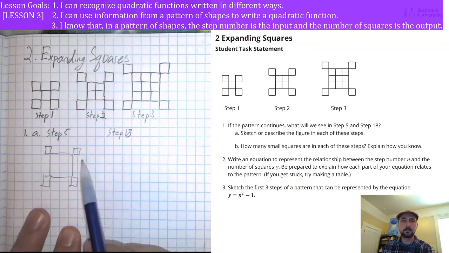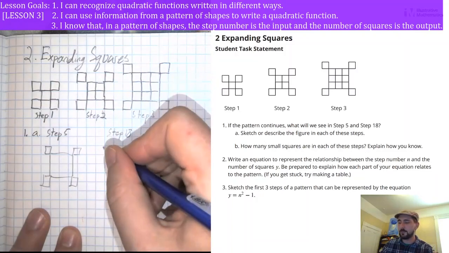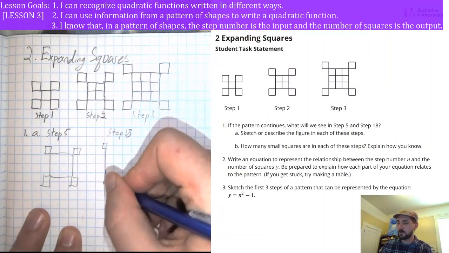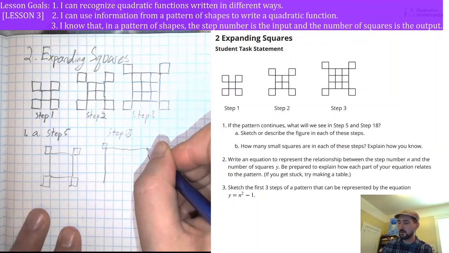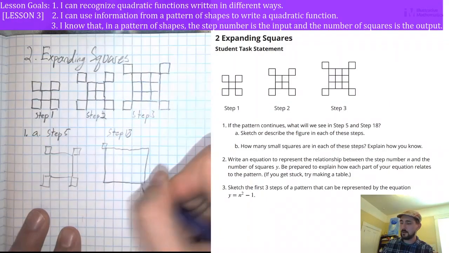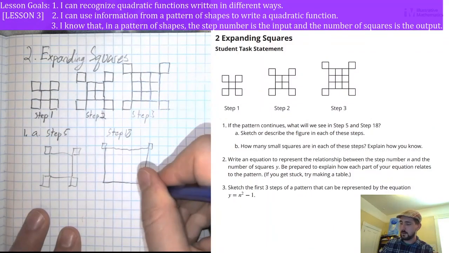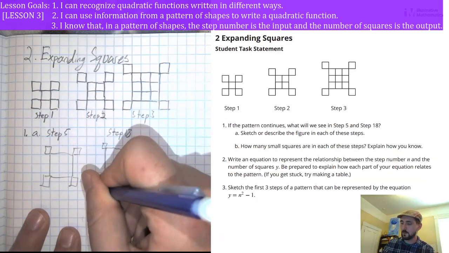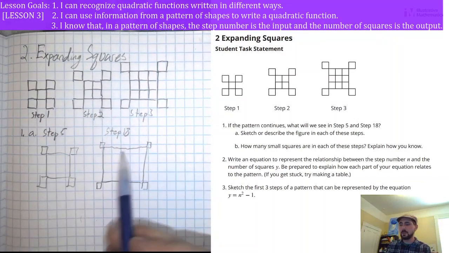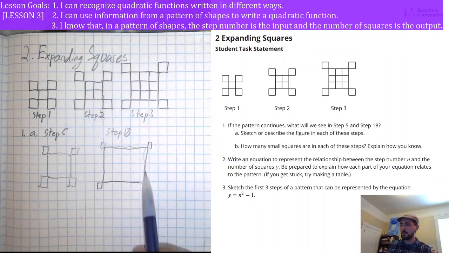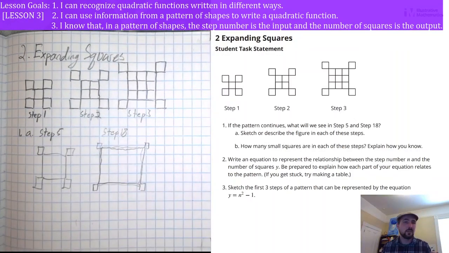Well, it's gonna look basically like step 5, except even bigger. So it's gonna be like this really big body here. And it's gonna still have these little squares in the corner, but I've drawn them kind of smaller because they're gonna be smaller relative to the big area in the middle. So sketch or describe, there you go. I sketched or described it.